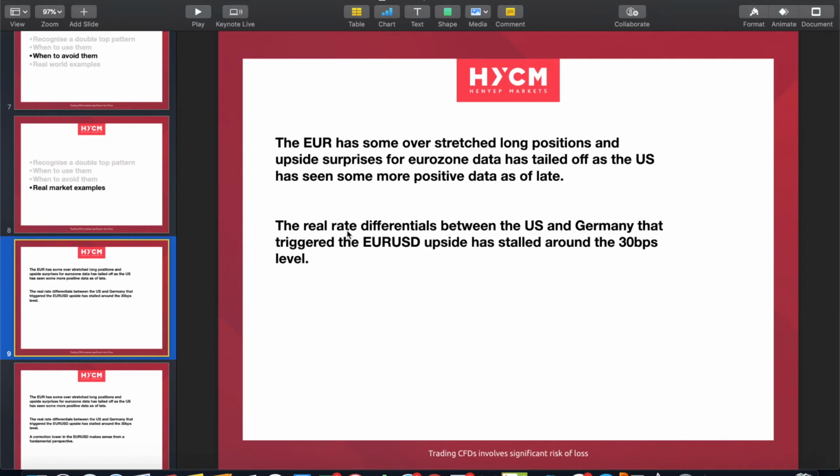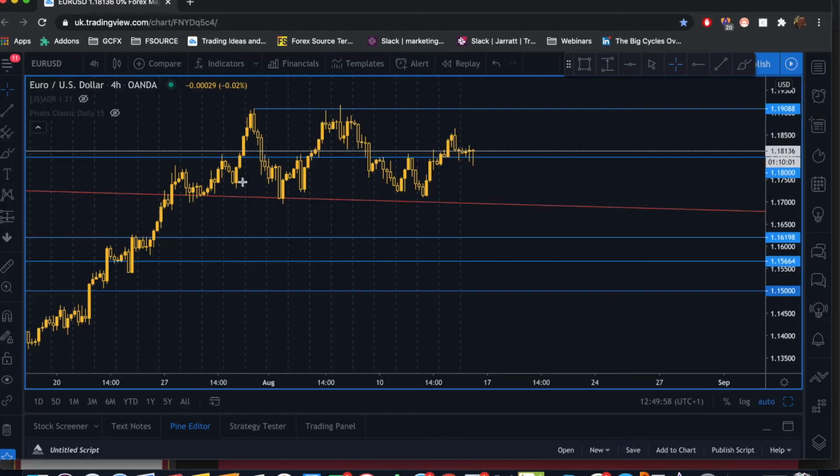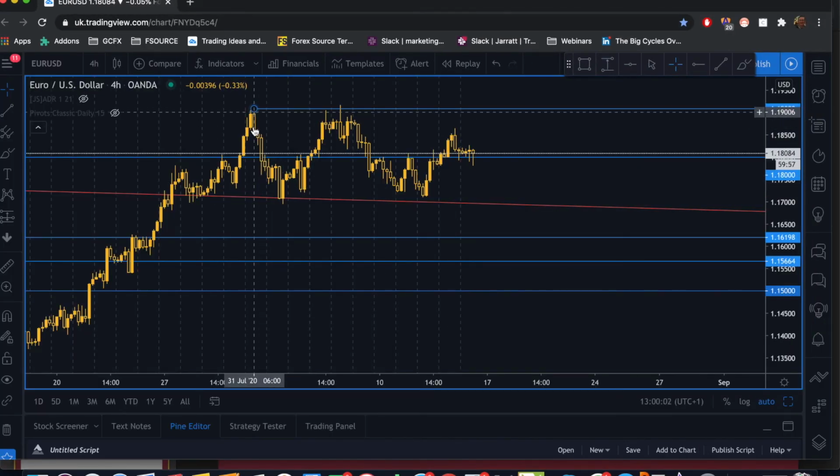Also, the real rate differentials between the US and Germany that triggered the euro-US dollar upside has stalled around the 30 basis point level, and we're seeing a little bit of flattening in that previous divergence. So these are the fundamentals that make a correction lower in the euro-US dollar make sense from a fundamental perspective. So we have our fundamental bias for the euro-US dollar pair. Now, of course, that doesn't mean the trade will definitely work out, but it does mean that we have a fundamental reason for it.